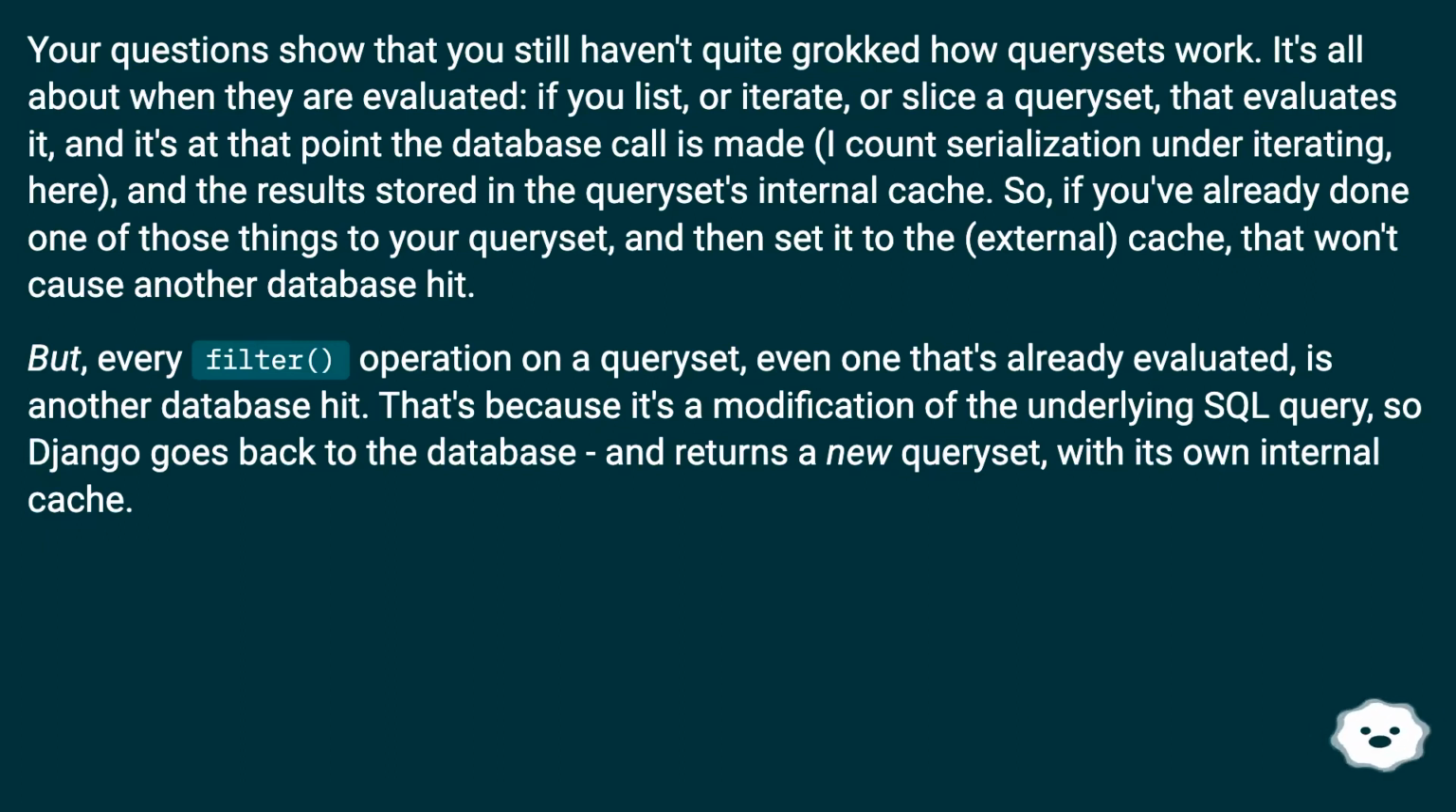But, every filter operation on a queryset, even one that's already evaluated, is another database hit. That's because it's a modification of the underlying SQL query, so Django goes back to the database, and returns a new queryset, with its own internal cache.